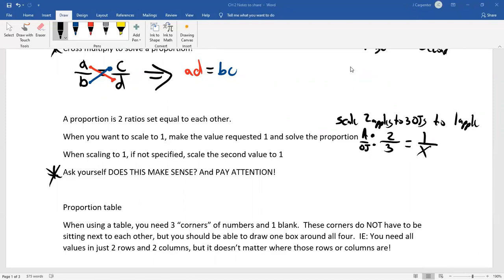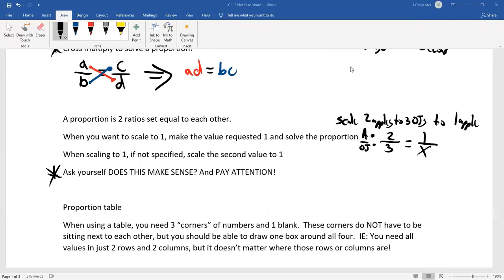But when you're using a table, you need what I call 3 corners of numbers and a blank. You need 3 corners of numbers and a blank. These corners do not have to be all sitting next to each other, but you should be able to draw one box around all 4. I.e., you need all values in just 2 rows and 2 columns, but it doesn't matter where those rows or columns are. Now that might not make a lot of sense without seeing the examples. We're going to see the examples and get it to make sense. Don't worry.